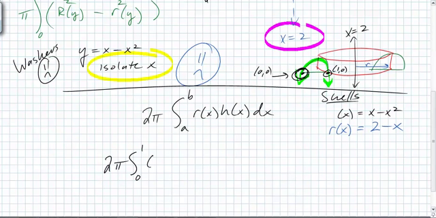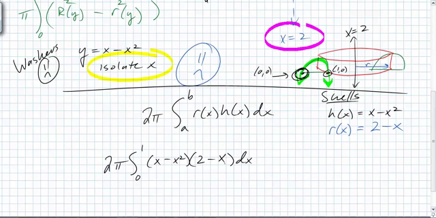And again, what's r of x? Well, not r, it's h of x, which is going to be x minus x squared. And what do we multiply it by? 2 minus x, thank you. 2 minus x. So here's the question. The next question is going to be 2 minus x.